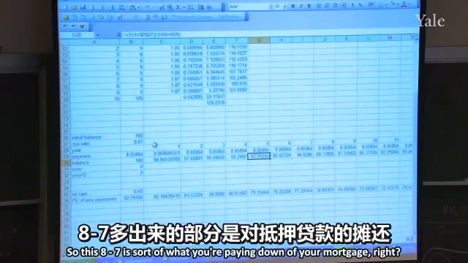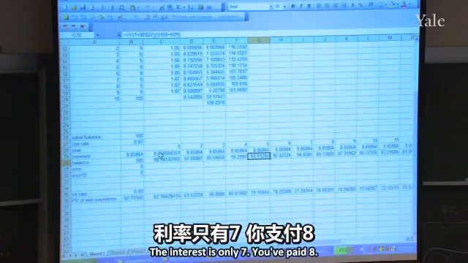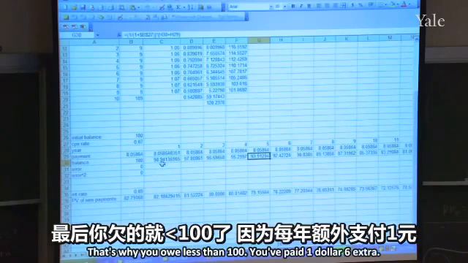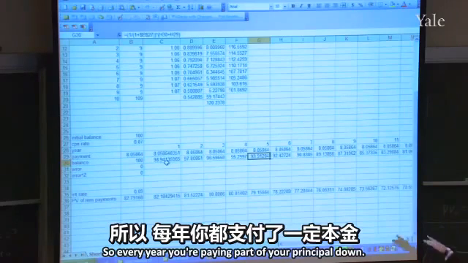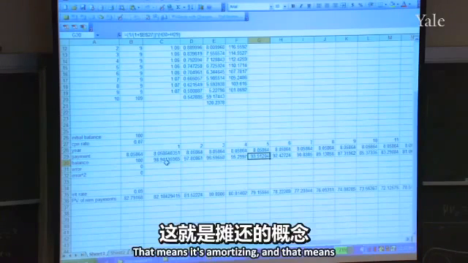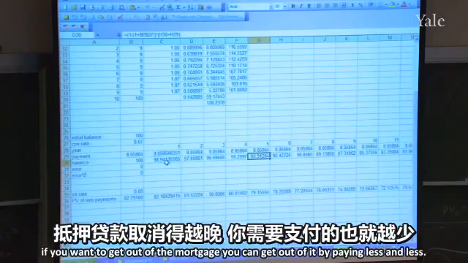So this 8 minus 7 is sort of what you're paying down of your mortgage, right? The interest is only 7. You've paid 8. That's why you owe less than 100. You've paid $1.06 extra. That's why you only owe 98.94. Okay, so every year you're paying part of your principal down. That means it's amortizing, and it means if you want to get out of the mortgage, you can get out of it by paying less and less.